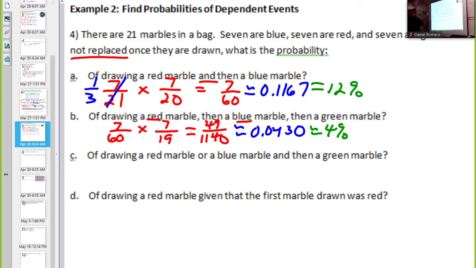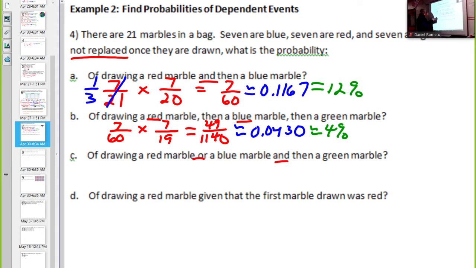All right. Ooh, drawing a red marble or a blue marble and then a green marble. Look at this combo review time. Or an and. Okay. So now the way I'm reading this is, how many total events are there? Two. The first event is going to be red or blue, and then we're going to go with the green. So I'm reading this as two events.